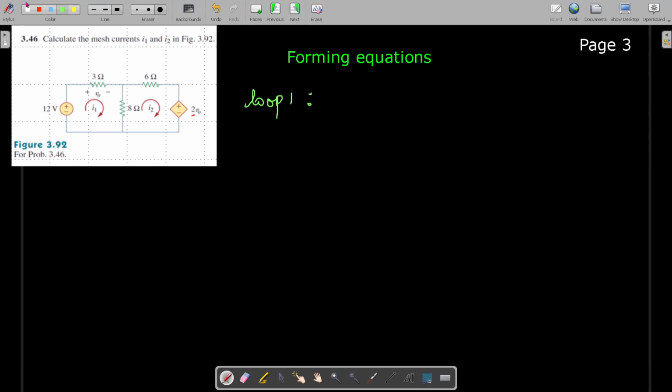So this is our loop 1. This loop 1 starts here and we traverse through this path, this one, and then this one, and then this one. Okay, so we start here. When we traverse through this path, we encounter this 12 volt voltage source and its starting point is minus. So we need to mark this as minus 12. So it is nothing but using Kirchhoff's voltage law, we are writing the voltage equation.